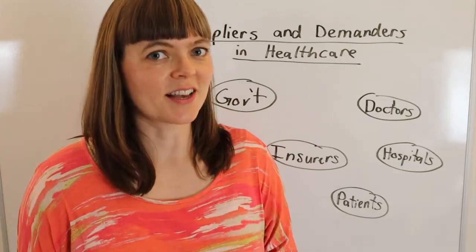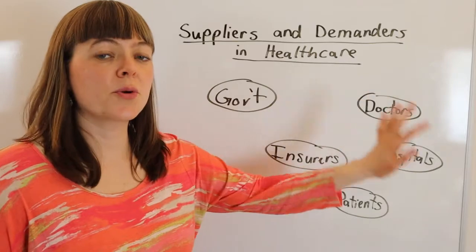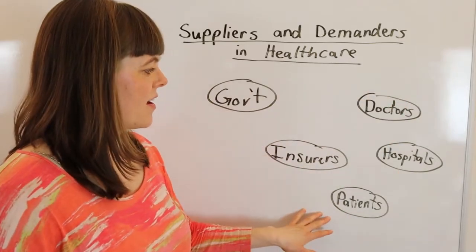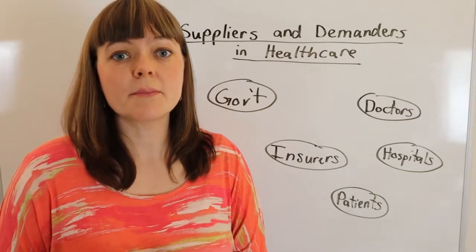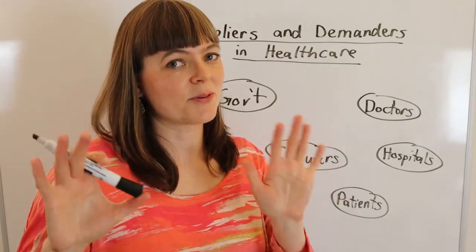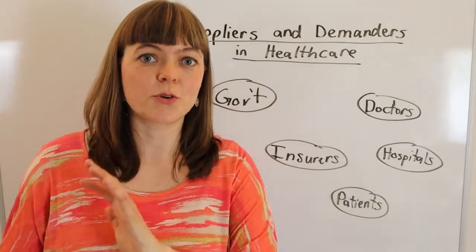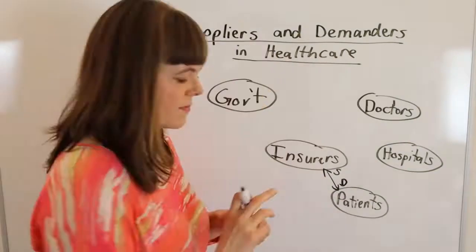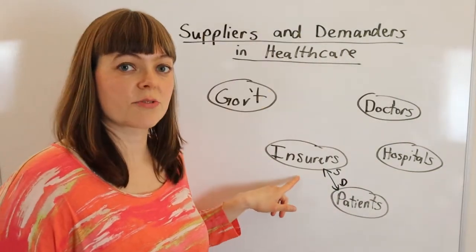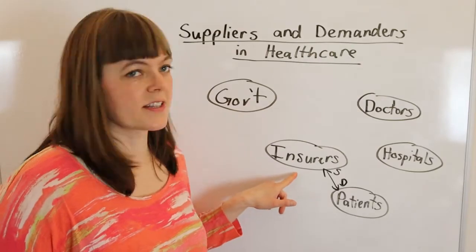One useful exercise in healthcare economics is to figure out who is the supplier and who is the demander in each relationship on this board. So let me do one of them, and then I'll have you pause the video and try to figure out for yourself who's the supplier and who's the demander, and then I'll explain. Okay, in the patient-insurer relationship, the patient is the demander and the insurer is the supplier.